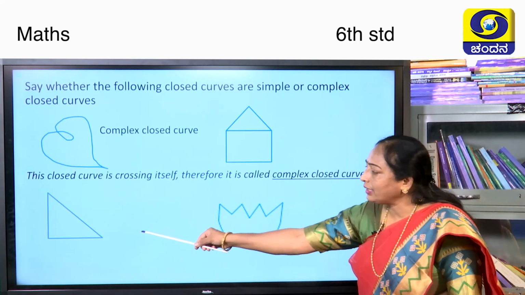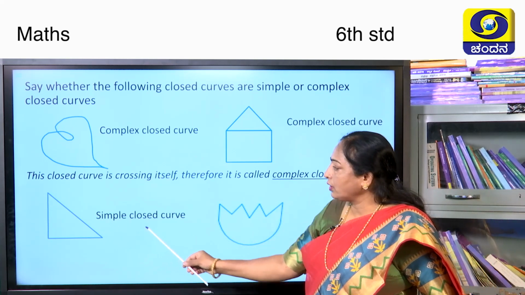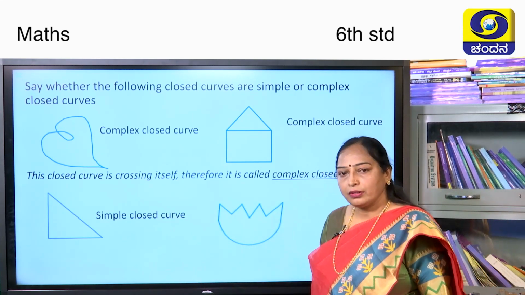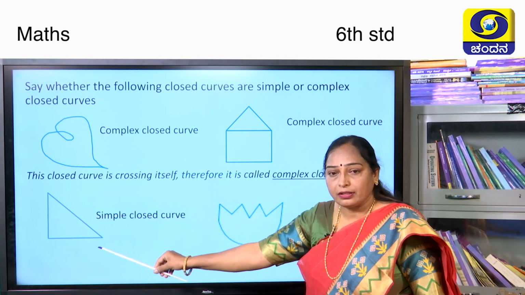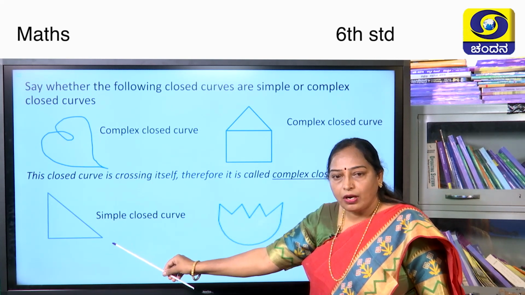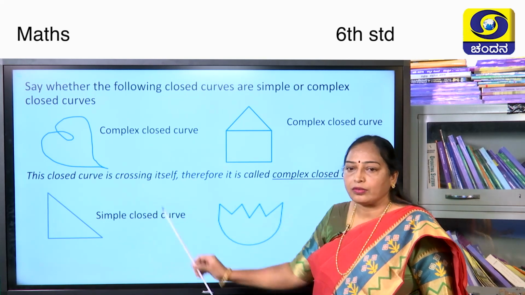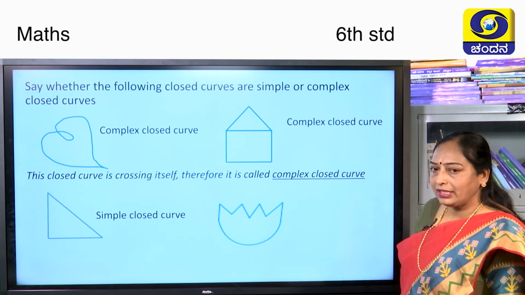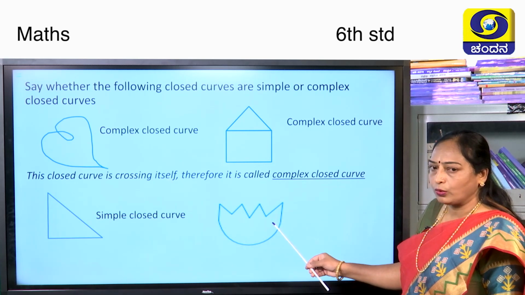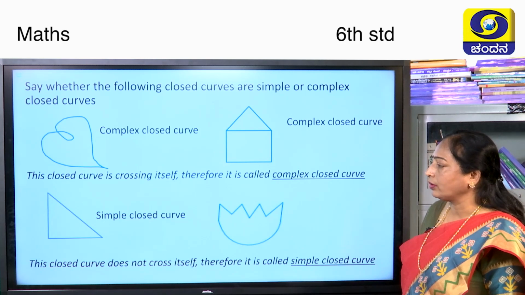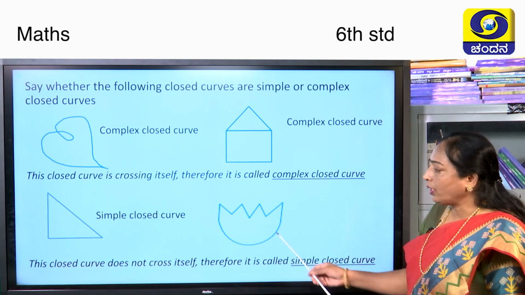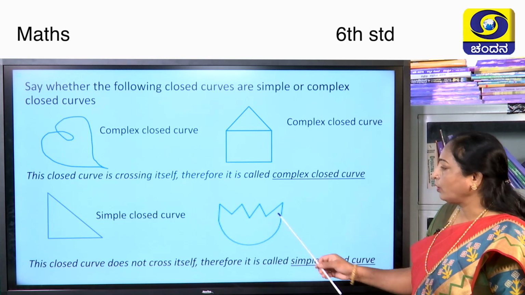Look at this figure, a simple closed curve. Why is it a simple closed curve? It does not cross anywhere. Therefore, it is called a simple closed curve. Next one. Can we see any crossing here? No. Therefore, it is a simple closed curve. These two curves are simple closed curves.